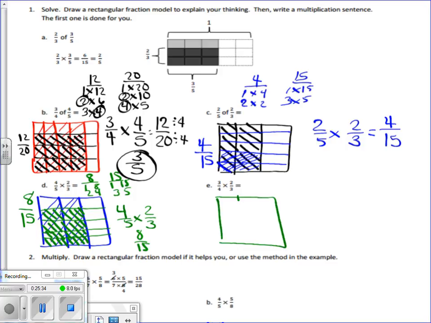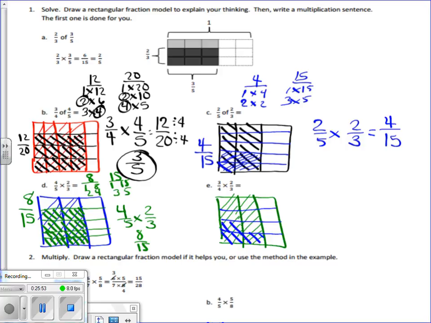2/3. So I'm going to separate this into thirds. 1, 2, and then 3/4. 1 part, 2 parts, 3 parts, 4 parts. Color in 3 of them.